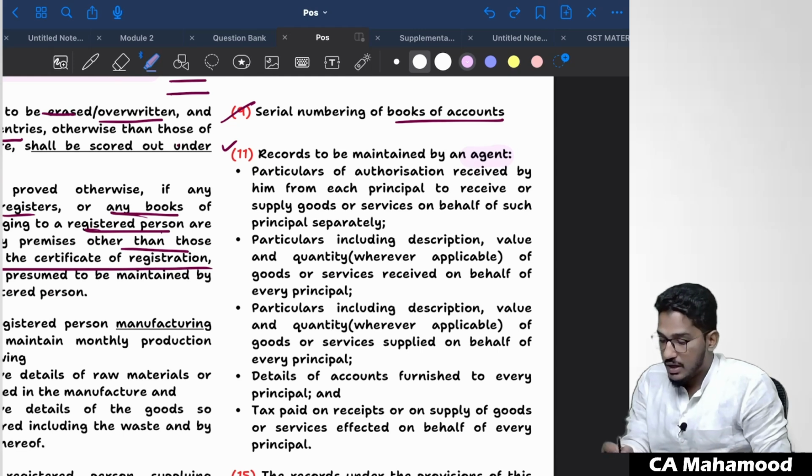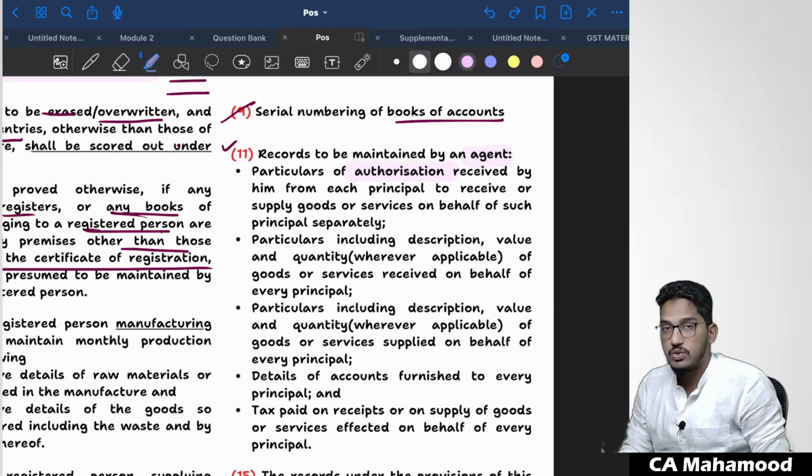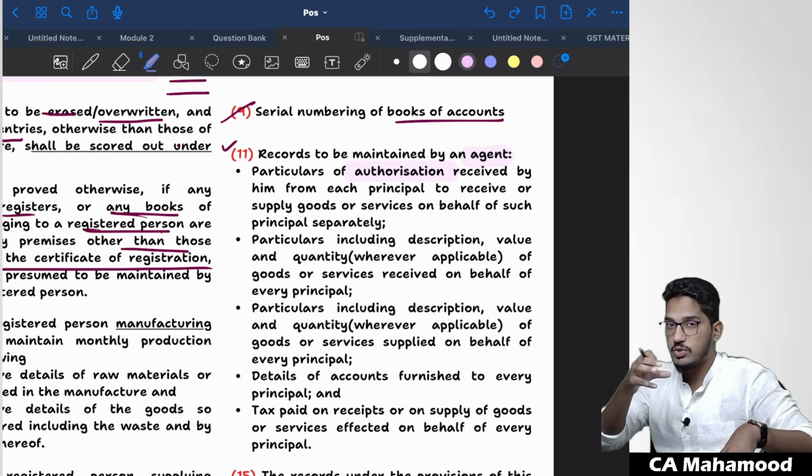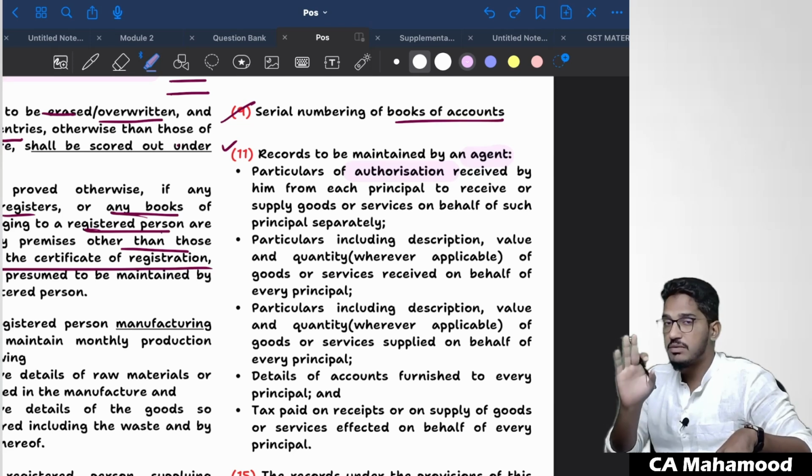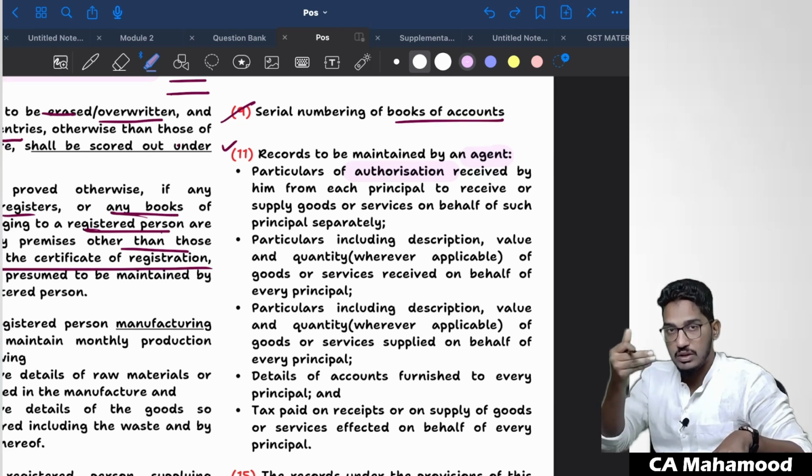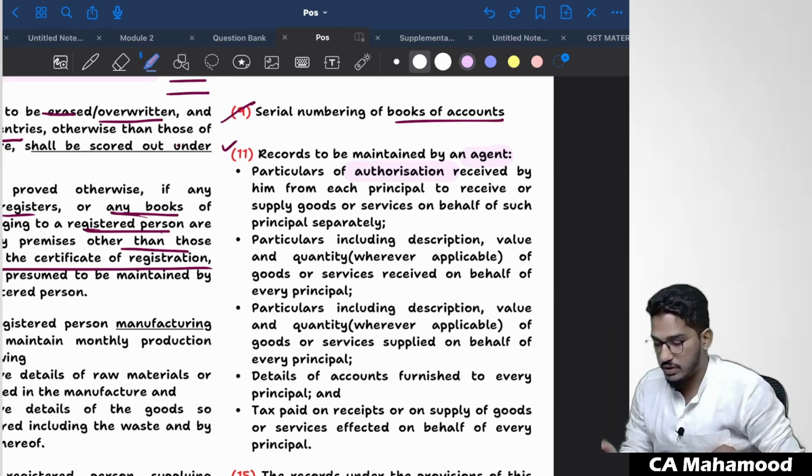Number 1, particulars of authorization received by him from each principal to receive or supply the goods. If you are acting as an agent, that means your principal should have given approval to you either to receive the goods or supply the goods on behalf of your principal. Principal will give you approval. That authorization copies, you have to store.